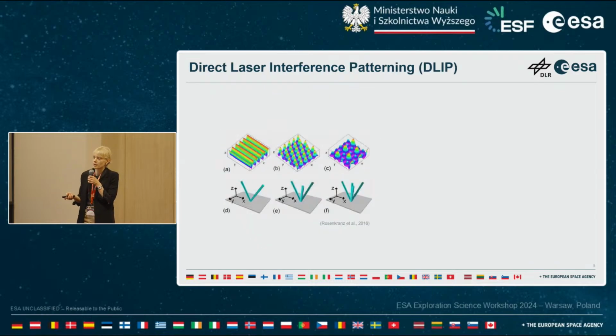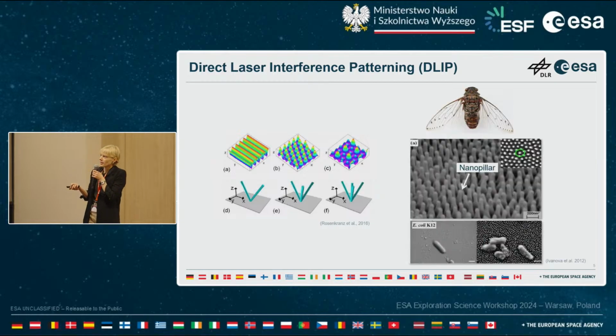We are working together with material scientists from the University of Saarland, and they are working with a method called direct laser interference patterning, where they are using different laser beams focused on a surface to create different surface patterns. By different laser setups, you can create different surface topographies. The idea behind it is to mimic nature.